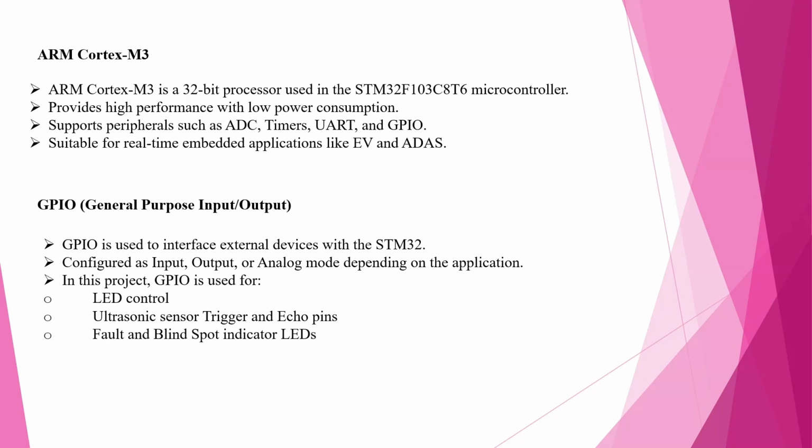And GPIO, general purpose input output. The GPIO is used to interface external devices with the STM32, configured as input, output, or analog mode depending on the application. In this project, GPIO is used for LED control. When the ultrasonic sensor detects a collision, the fault red LED blinks. We used fault and blind spot indicator LEDs.